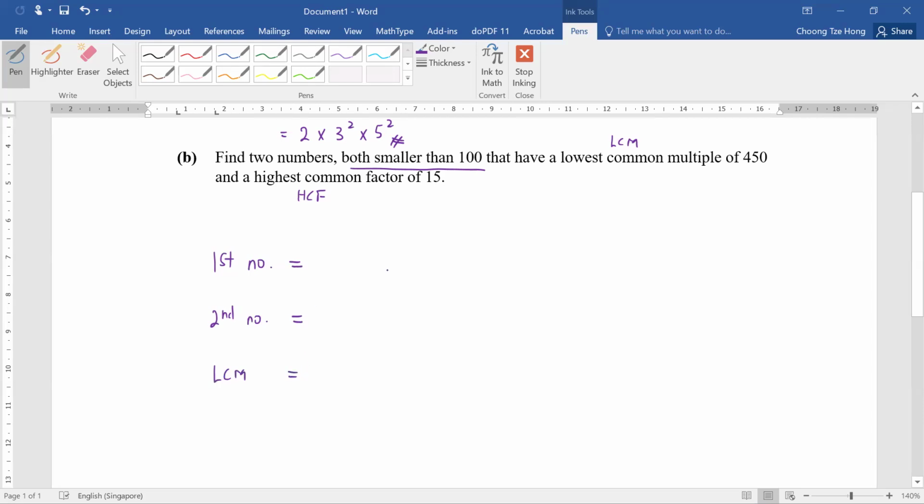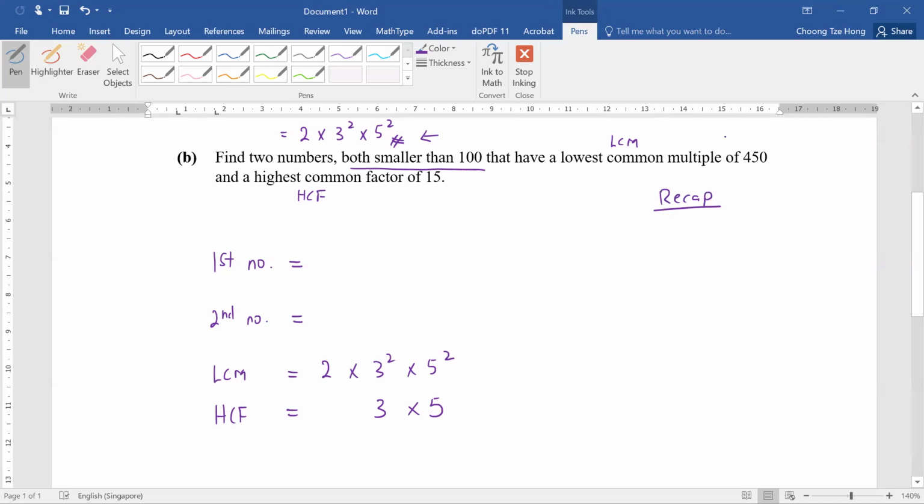We have already broken down 450 into this, so I'll put this instead because we need to make use of that to solve the question. So 2 times 3 square times 5 square. The HCF is 15, and 15 is just 3 times 5, also broken down into prime factors. Before we do this question, I would like to do some recap first.